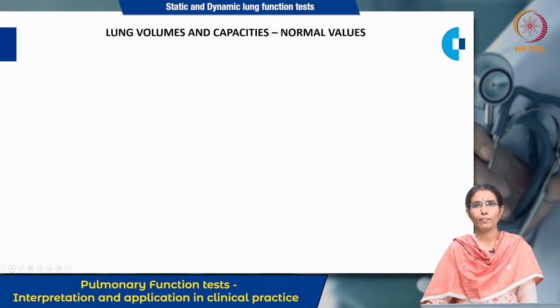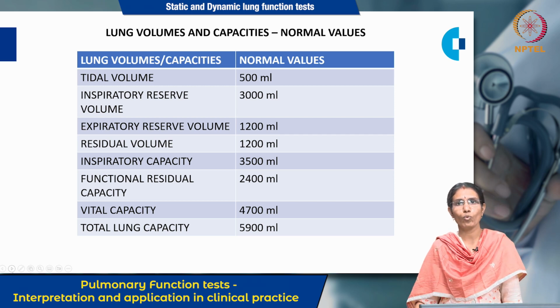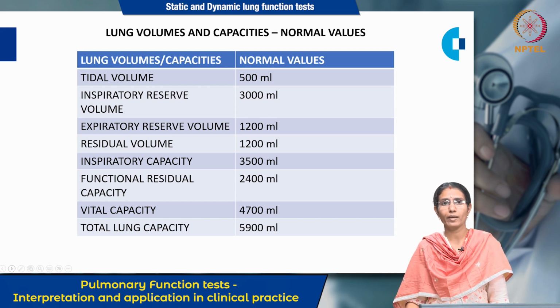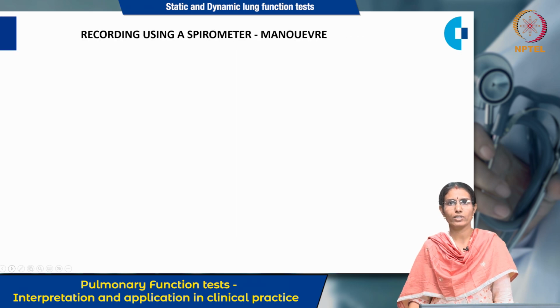What are the lung volumes and capacities? What are their normal values? So these are the normal values of these lung volumes and capacities, all as per Western standards. Tidal volume is around 500 ml, inspiratory reserve volume is around 3000 ml, expiratory reserve volume and residual volume are around 1200 ml, inspiratory capacity is around 3500 ml, functional residual capacity 2400 ml, vital capacity 4700 ml, and total lung capacity, we have already seen, is around 6000 ml or 5900 ml.